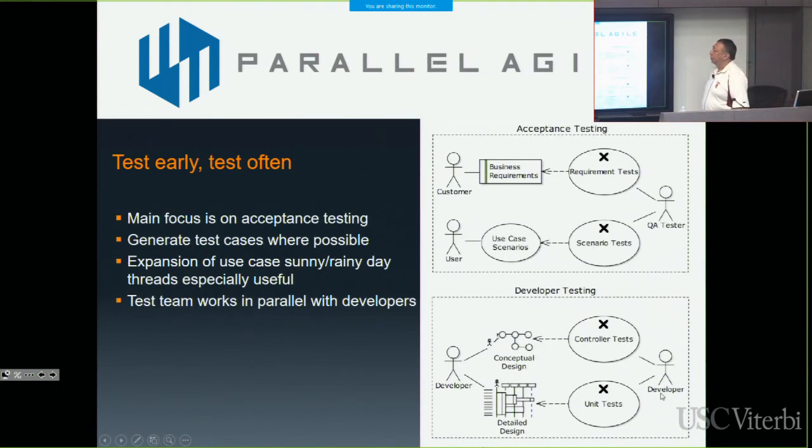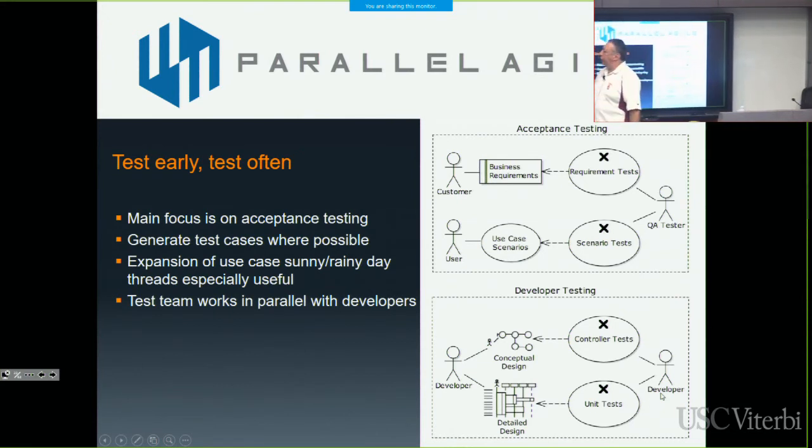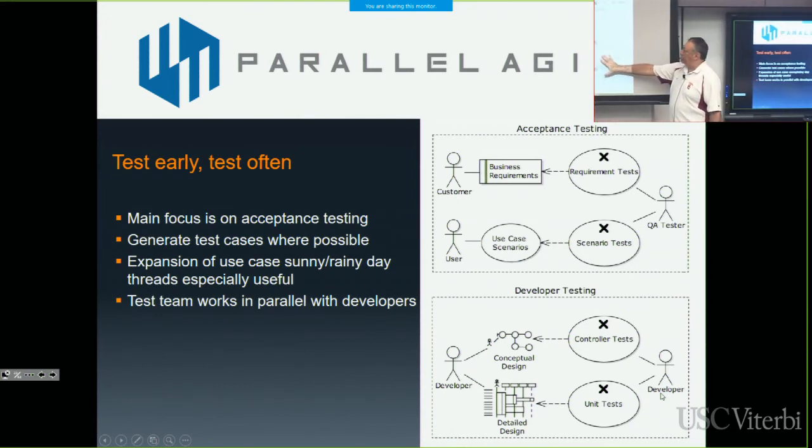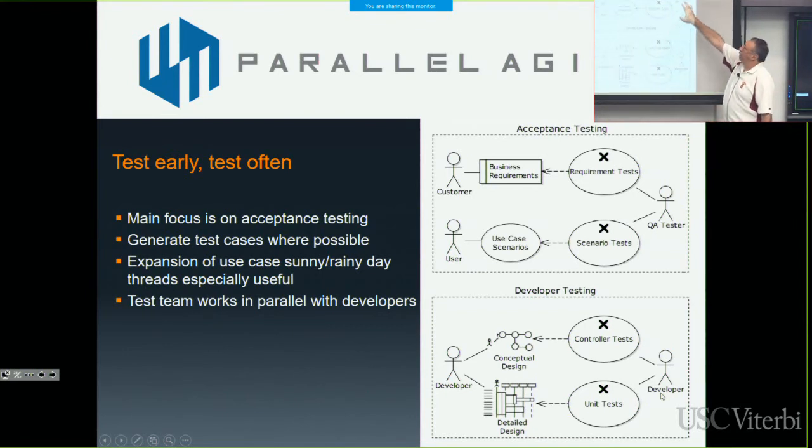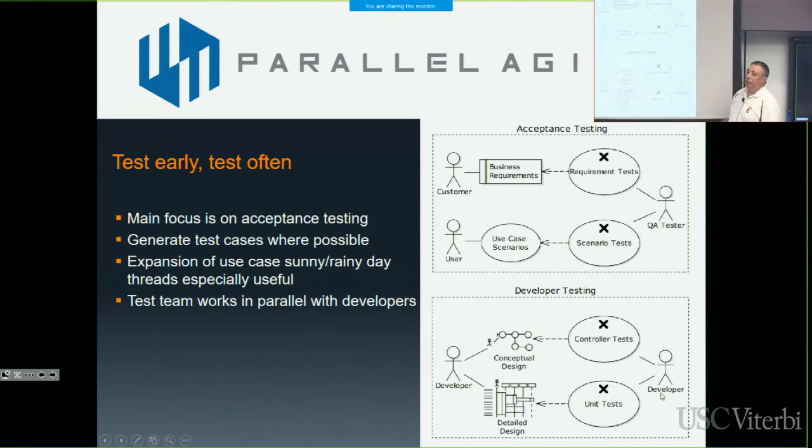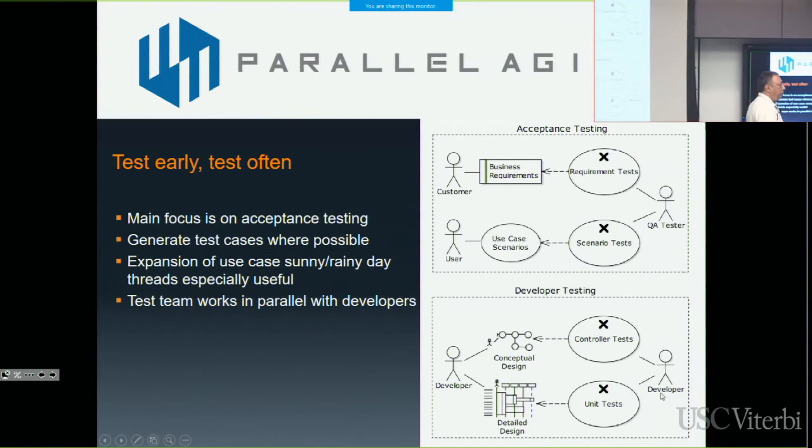And then this is from my design-driven testing book. In design-driven testing, we have strategies for both developer testing and QA testing. In Parallel Agile, we mostly focus on the top part of this, and that's testing all the requirements and testing all the sunny and rainy day paths through the use cases. And this one's worth talking about.